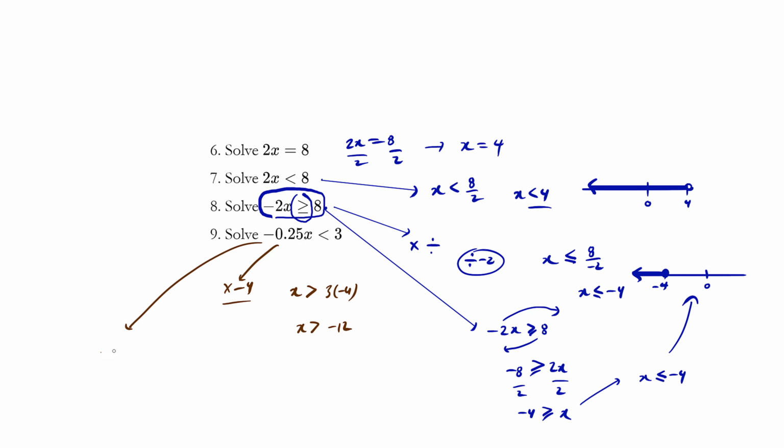Similarly, if you want to try it a different way, negative 0.25x, which is the same thing as negative 1/4 x is less than 3, you could simply throw the terms over and leave the inequality alone. It's your choice. So this becomes x over 4 is greater than negative 3. Multiply both sides by 4, we have x is greater than negative 12. Same result.